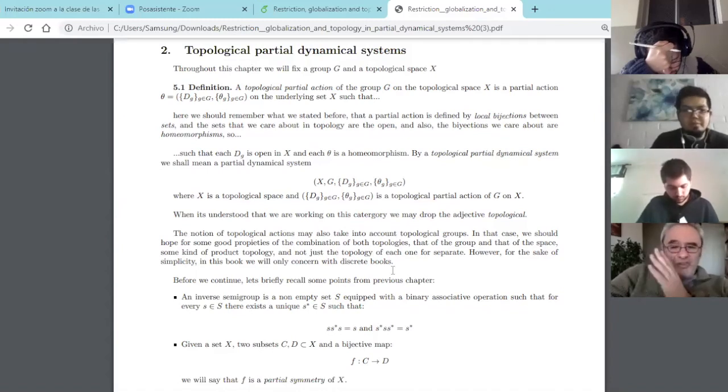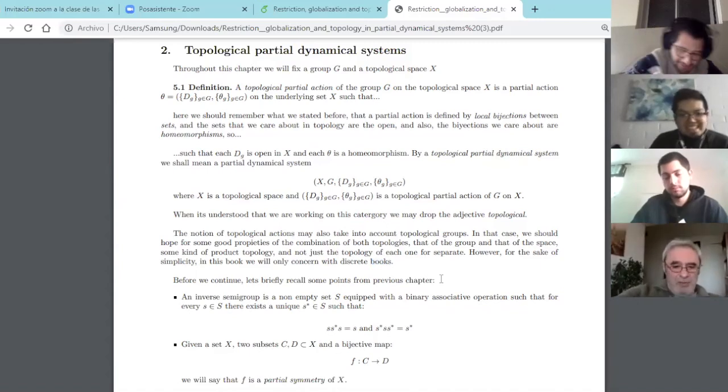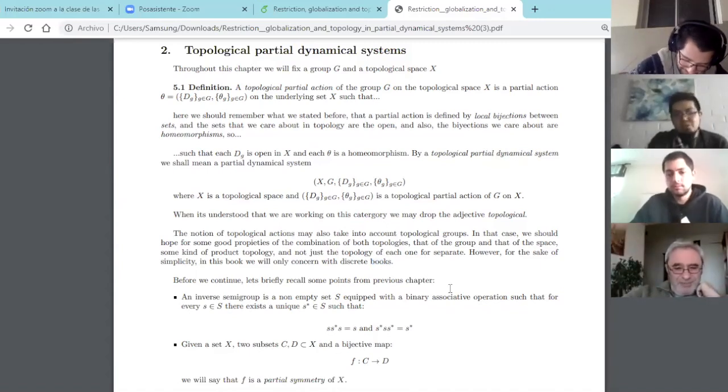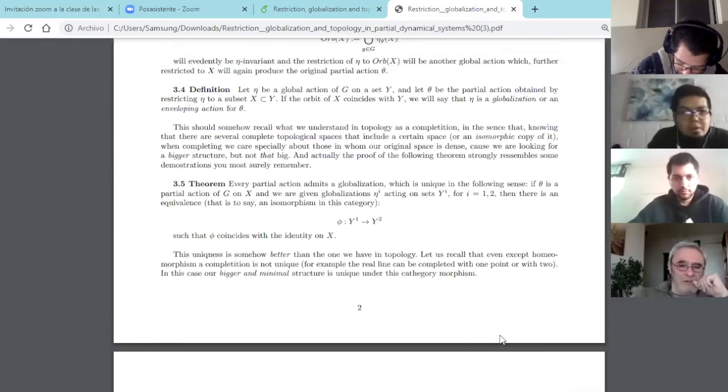But of course, this is possible if everybody is topological in a more interesting or more sophisticated way. I just realized that here I have another typo, which should be groups and not books. So I want just to state some brief, where was I?